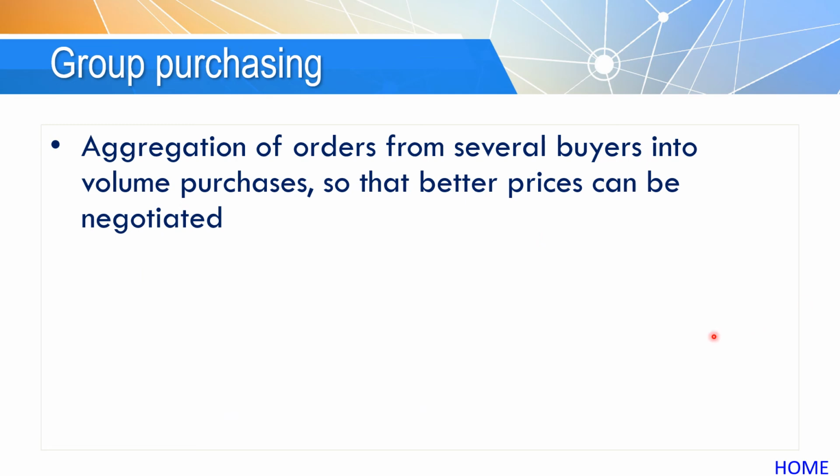Okay, what else? There is group purchasing. What is group purchasing? Group purchasing is the aggregation of orders from several buyers into volume purchases so that better prices can be negotiated. We gather all the orders and buy in bulk. That is the concept.